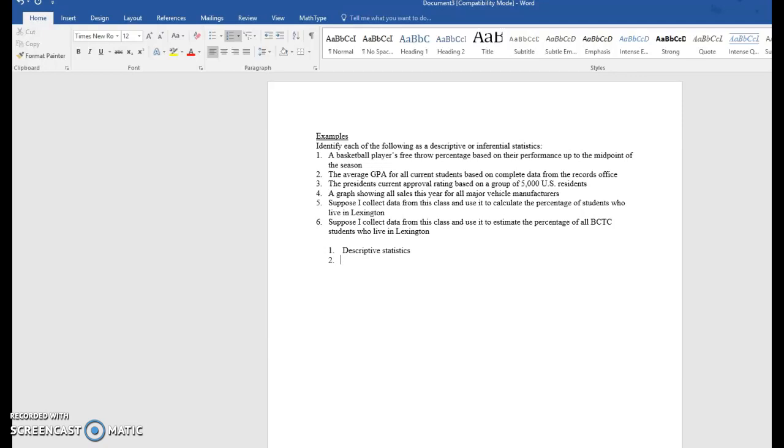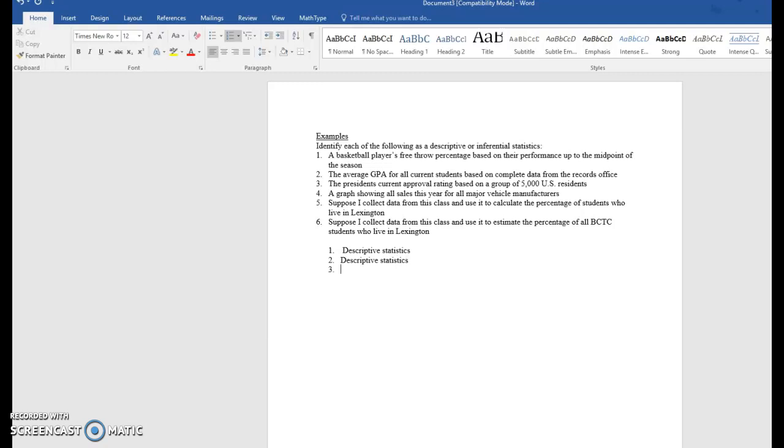Now, question 2. The average GPA for all current students based on complete data from the records office. Here's a case where we have all the data from the records office on all the grades that the current students have, and we know everybody's GPA and we average it together. Again, since we know all the data, this is descriptive statistics.